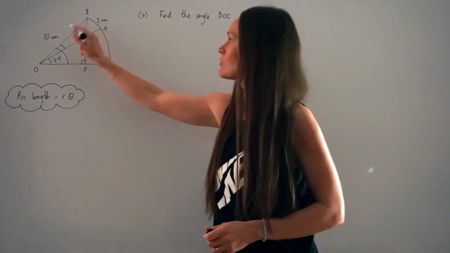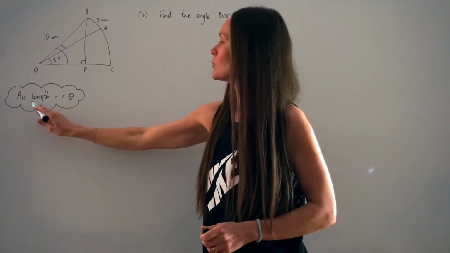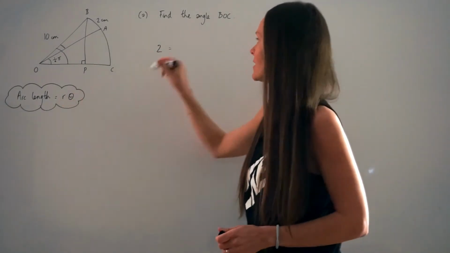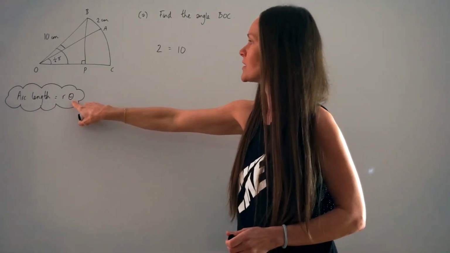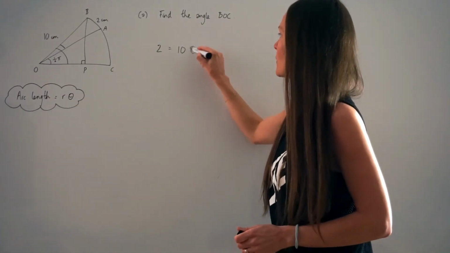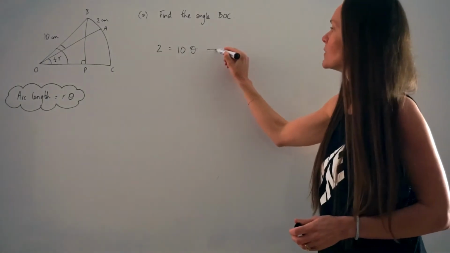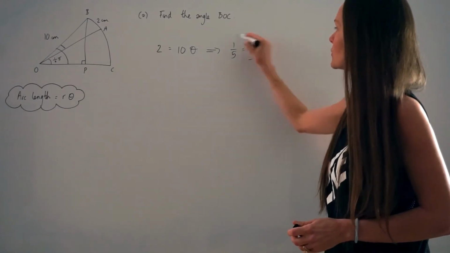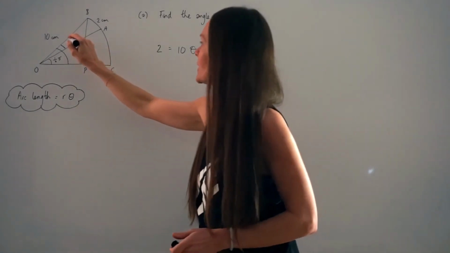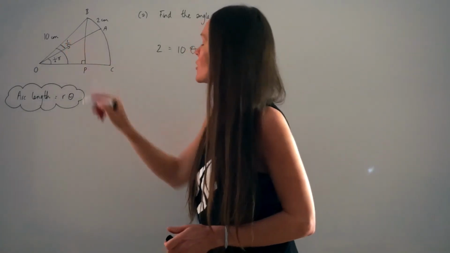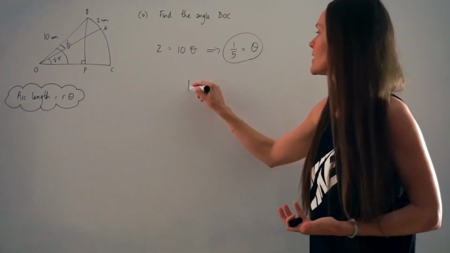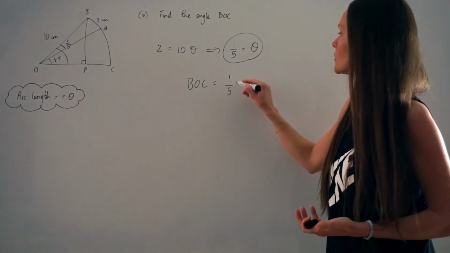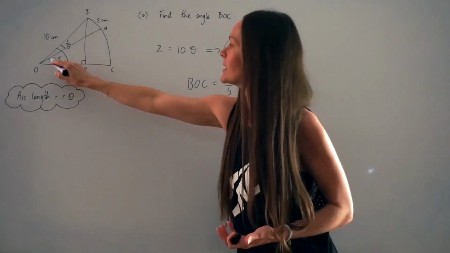So using this sector at the top, the arc length is equal to 2. And remember, arc length is equal to the radius, which is 10, multiplied by the angle theta, which we're trying to work out. So if we solve this equation to find theta, we have to divide by 10 on both sides, so theta is equal to a fifth, or 0.2. So this angle up here for this sector is a fifth. So if we want to write down the angle BOC, we need to add 1/5 that we just worked out to the angle here that was given at the beginning, pi over 6.